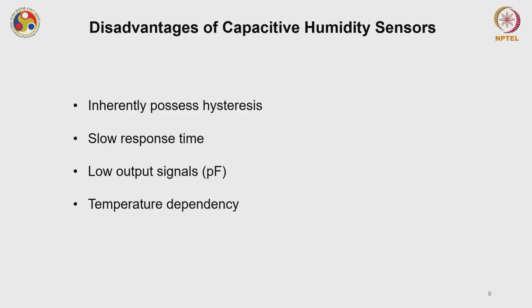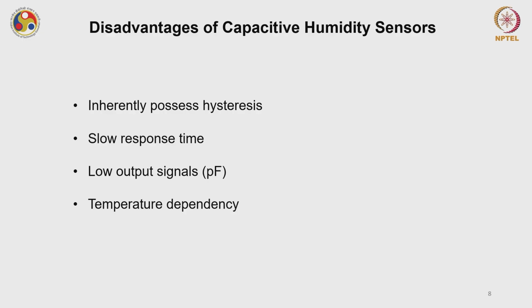However, these capacitive sensors also possess some disadvantages. The advantages are the low cost in fabricating this, and the interface circuit is also not very difficult. However, there are certain disadvantages associated with this capacitive humidity sensor. First, it inherently possesses high hysteresis. Why? Because, as I have mentioned, you have these polymeric films, and they have this tendency of absorbing water molecules.